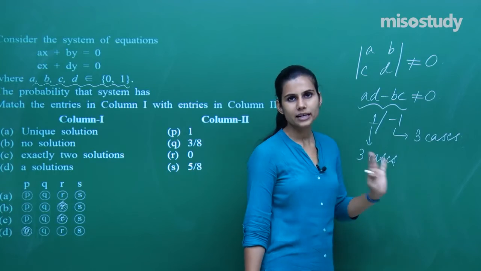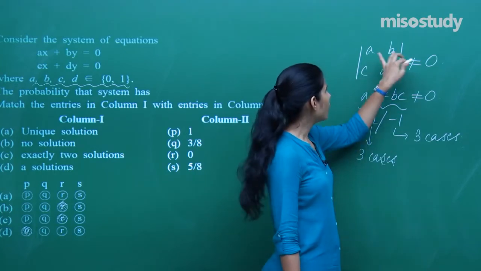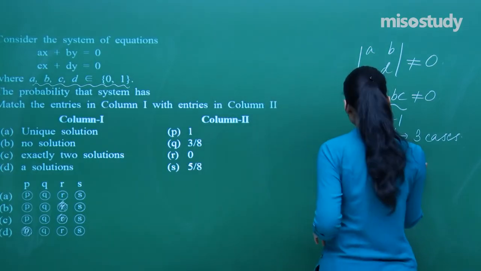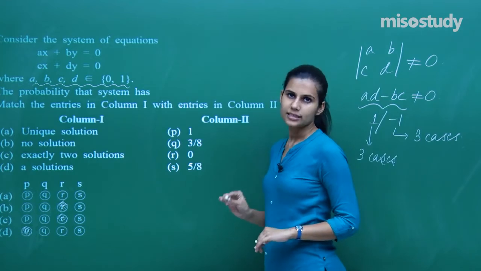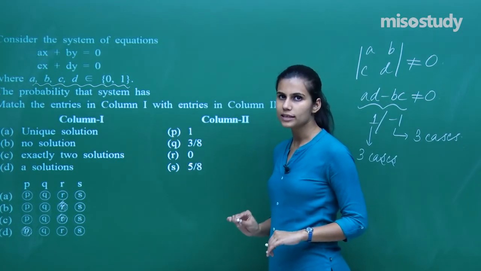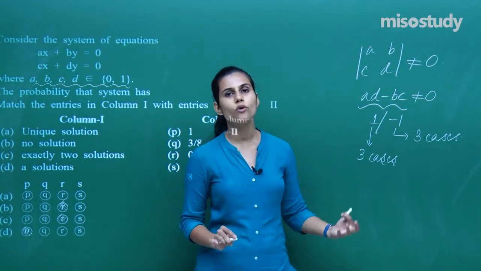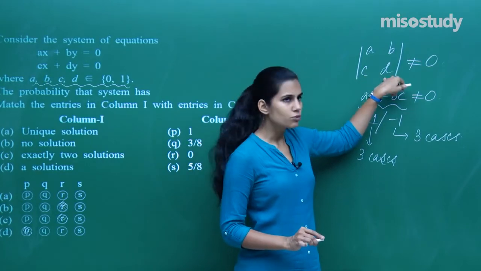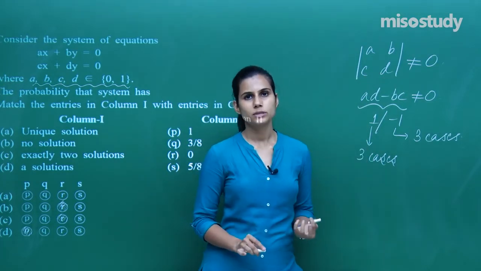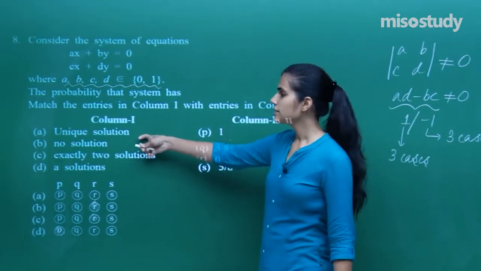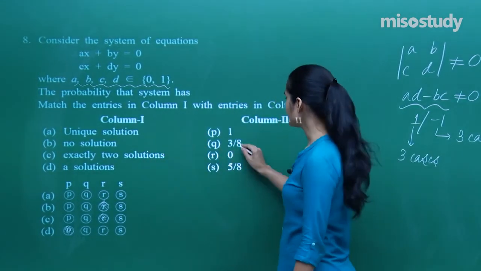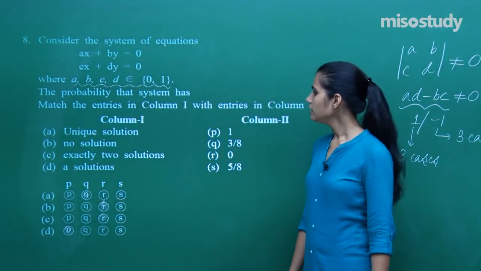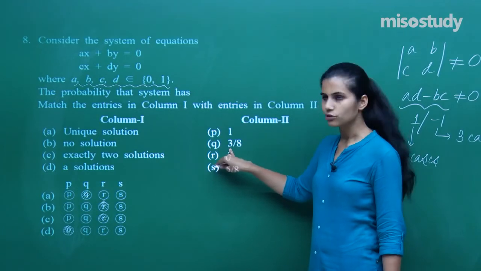No other non-zero number can come as the value of the determinant, with all the 4 entries coming from 0 and 1. And therefore there are 6 possible favorable outcomes for giving you a unique solution out of the available 2 to the power 4 possible values of this determinant, because each entry can be filled in 2 ways. So 2 to the power 4, which is 16 possible values you have. So probability of getting a unique solution is actually 6 by 16, the same answer, that is 3 by 8. Clear? So A gets mapped to basically Q.